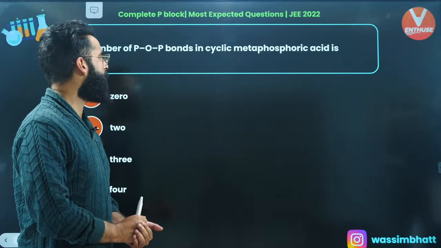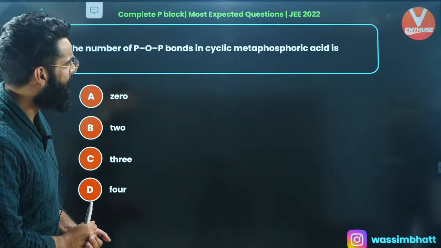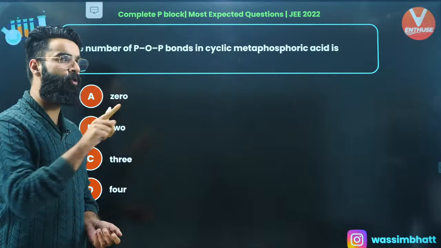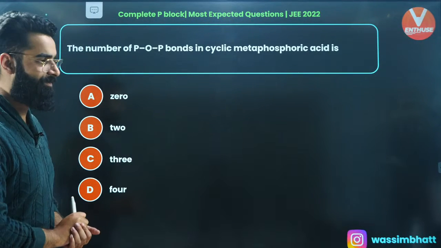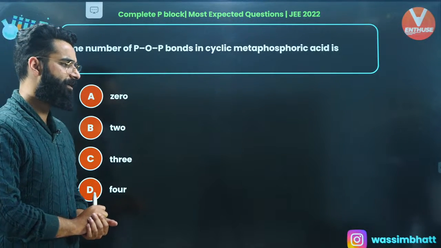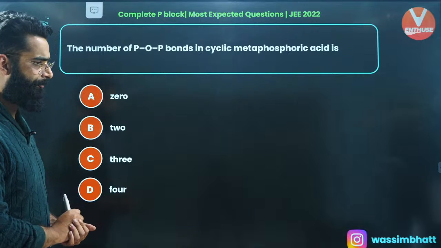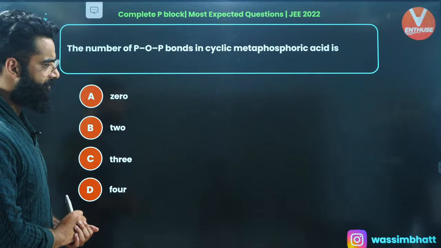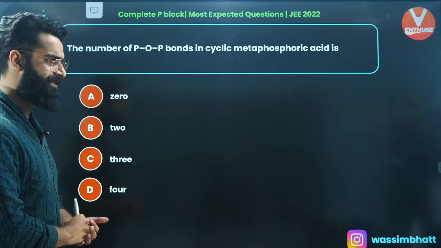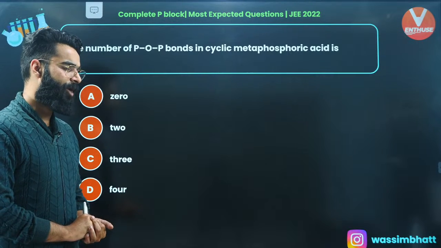Okay, the number of POP bonds in cyclic metaphosphoric acid. How many POP bonds will be there, my dear people, in case of cyclic metaphosphoric acid? What do you think? It's again a very common question. The structure is given in NCERT, right? How many POP bonds will be there?